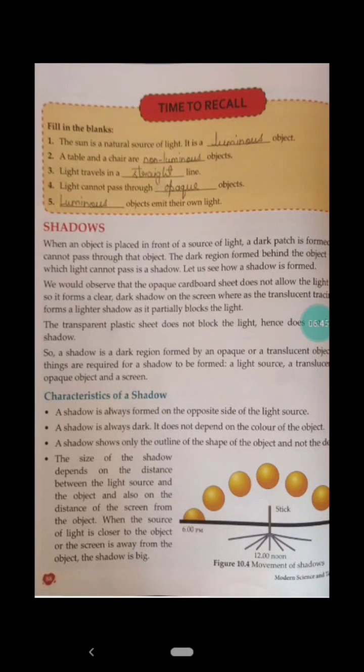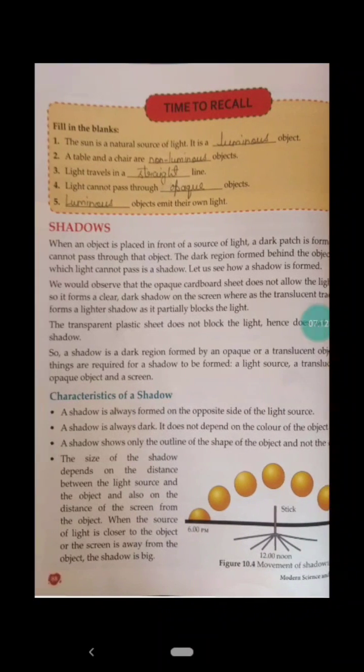So we have discussed that light always travels in a straight line, and after this there is: light cannot pass through opaque objects. So we have discussed that it cannot pass through opaque objects. And the last one is: luminous objects emit their own light. So the luminous objects have their own light and they emit the light. So after that we will discuss the new topic, that is the shadow.